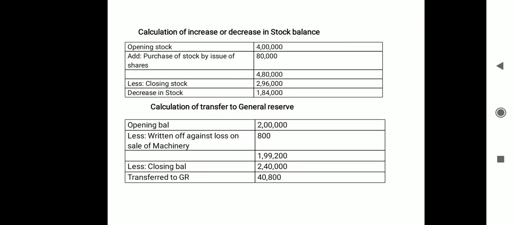Then we have the next calculation, the transfer to general reserve. The opening balance of general reserve was 2 lakh. Out of that, 2,08,000 we have used against the loss on sale of machinery. So what is the new balance? 1,99,200. But in the balance sheet the closing balance is 2,40,000. The difference of these two will tell you how much we have actually transferred towards the general reserve. So we have transferred 40,800 towards the general reserve, which is a non-cash expense.